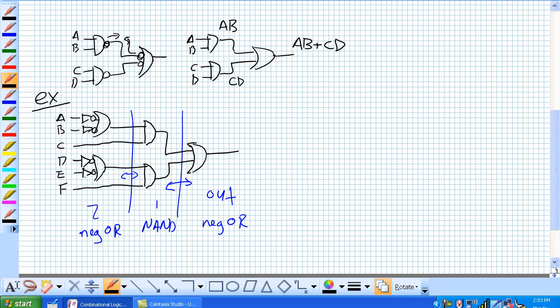And what you get here is an easy way of finding what this mess of NANDs connected together yields. Well, right here is going to be not A or not B. That's our negative OR. This right here is going to be C and not A or not B. Now let's start back over here.